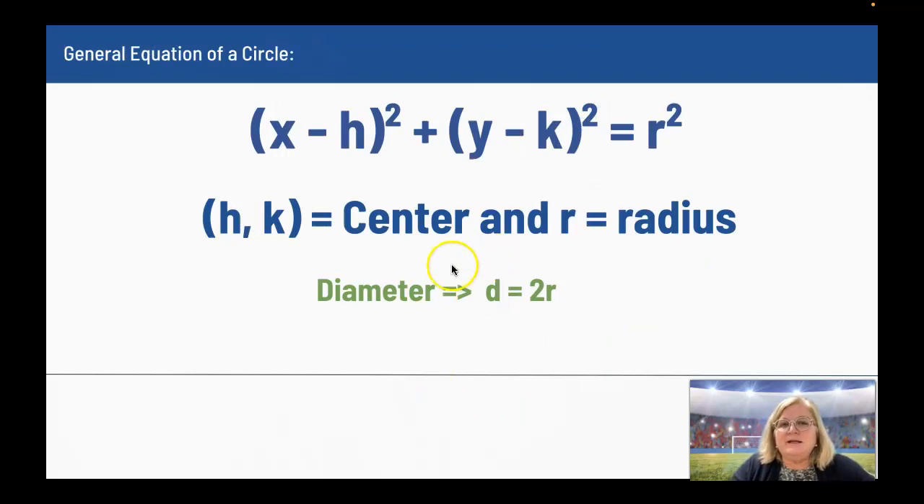In summary, this is our equation of the circle. x minus h squared plus y minus k squared equals r squared. h and k is the center and r is the radius. And you need to remember that the diameter is equal to 2 times the radius.